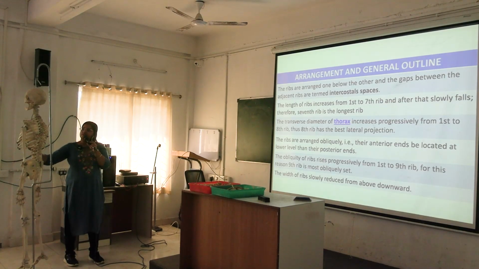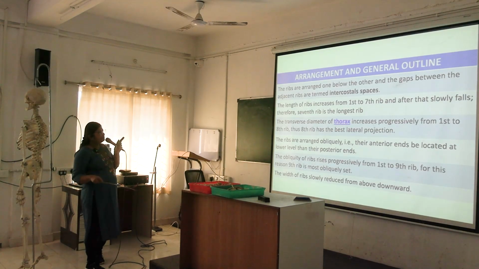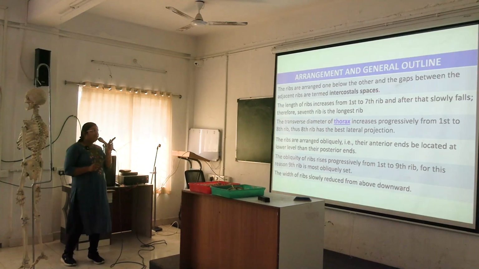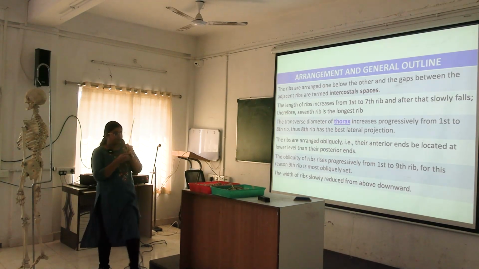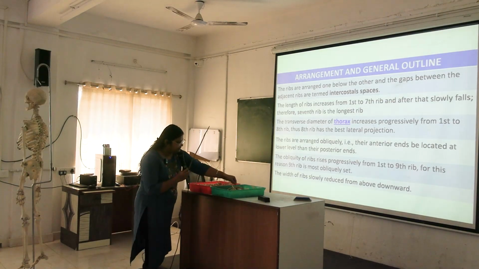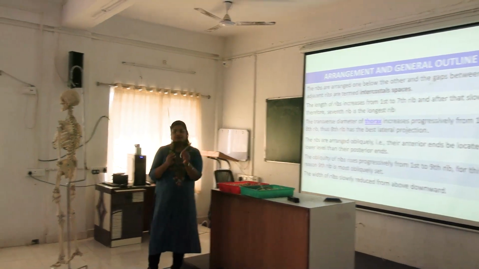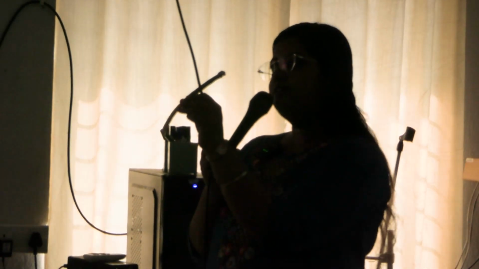The ribs are arranged obliquely. You can see the ribs are arranged obliquely, and their anterior ends are located at a lower level than their posterior ends. So see here, this is one typical rib of the right side. You will hold it like this. The posterior end is higher in position, the anterior end is lower in position, and the posterior end is more medial than the anterior end, because the anterior end is articulating with the costal cartilage.